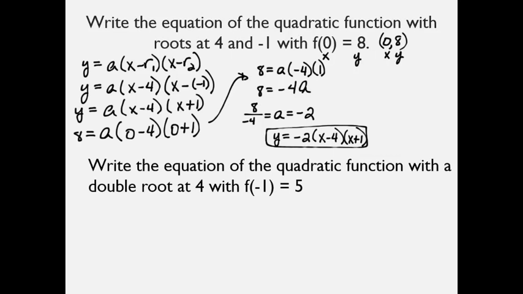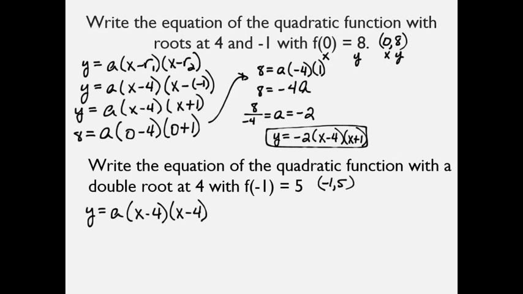Now, this is where we have a double root. So we've got an equation of a quadratic with a double root at 4. That means we've got y equals a, and we have x minus 4 times x minus 4. The roots are the same. You still have two roots. Okay? Once you set that up, then I'm going to use my point, -1, 5, to figure out a.